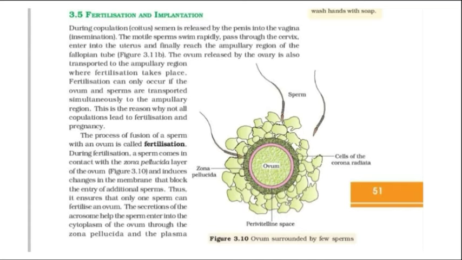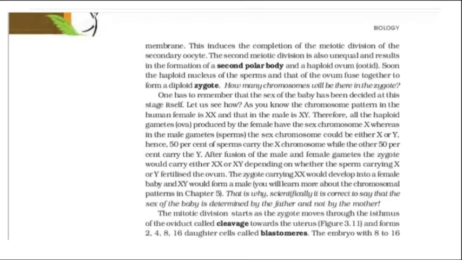The process of fusion of a sperm with an ovum is called fertilization. During fertilization, a sperm comes in contact with the zona pellucida layer of the ovum and induces changes in the membrane that block the entry of additional sperms. Thus, it ensures that only one sperm can fertilize an ovum. The secretion of the acrosome helps the sperm enter into the cytoplasm of the ovum through the zona pellucida and the plasma membrane. This induces the completion of the meiotic division of the secondary oocyte.